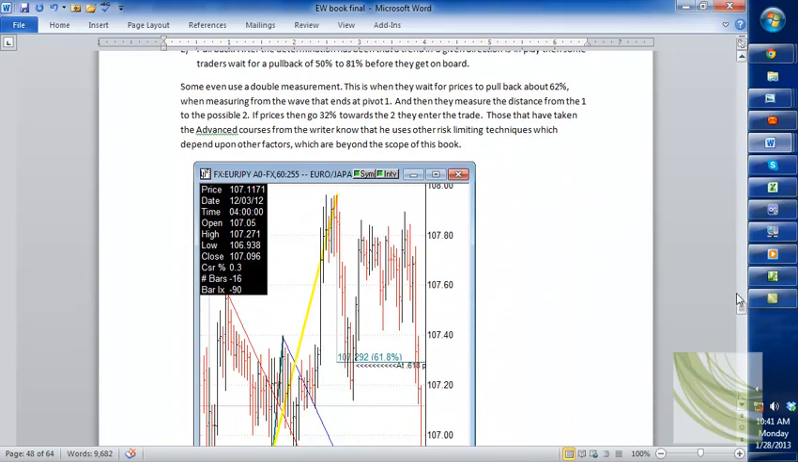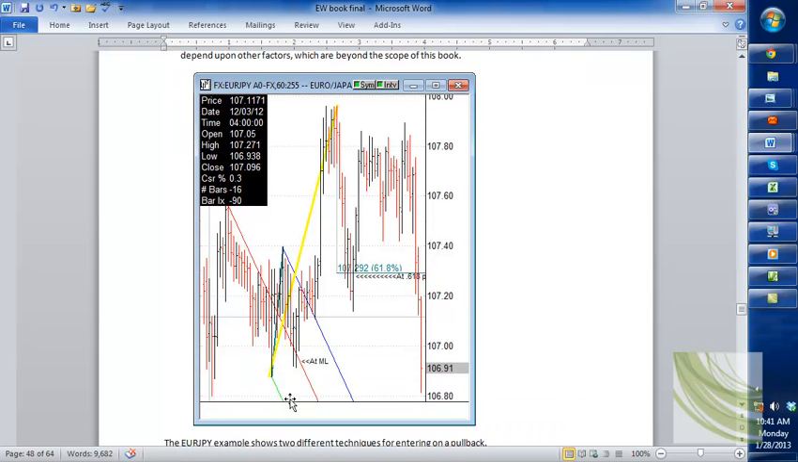Then there's the pullback type person, the people who look at this kind of thing and say, oh wow, that's really cool. And so when prices pull back and come near the ML, they'll enter. I guess they'll miss a lot of trades with this. But other people will simply measure the move, the 0 to 1, and when prices come back 50 or 61.8 or something like that, then we'll start getting interested.